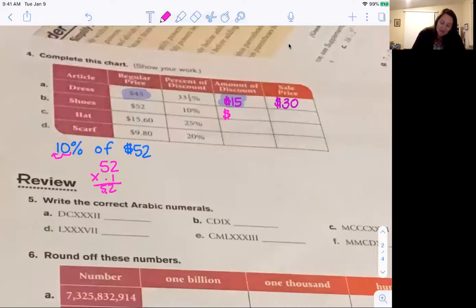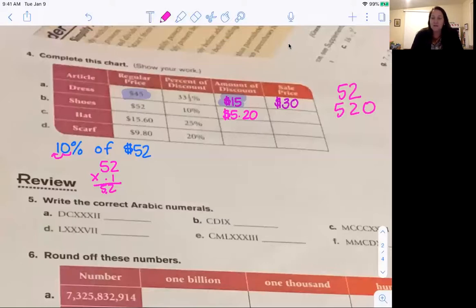$5.20. And why is it $5.20 and not 5.2? Because it's money. When it's money, we have to add that hundredths place. So now if my original cost is $52 and my discount is $5.20, how do I find the sale price again? I subtract.